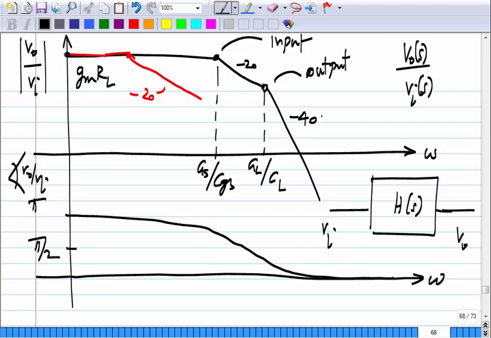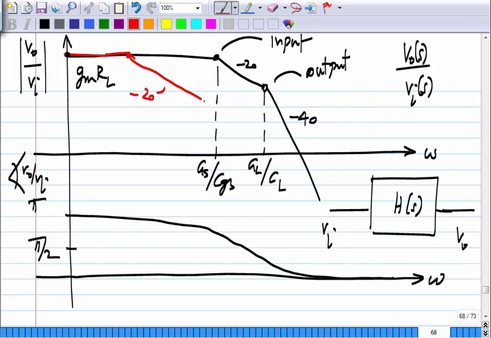So strictly speaking, I shouldn't say these breakpoints happen at the poles. They happen at the negative of the poles, or the absolute value of the poles. Because even in the original system, the pole is not at GS by CGS. It's at minus GS by CGS and minus GL by CL. Now, what happens as I go on increasing the frequency of the sinusoid? There will be a second pole, and I expect that it will be at a higher frequency than this because the poles have split.